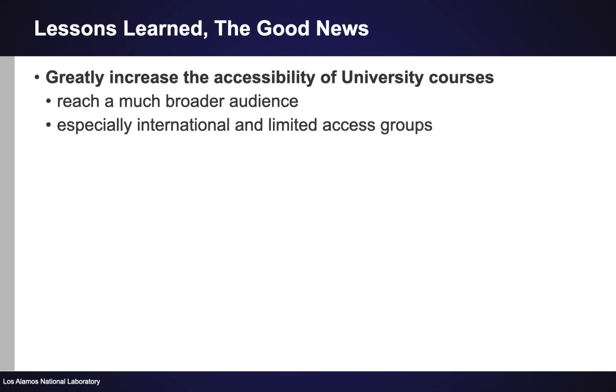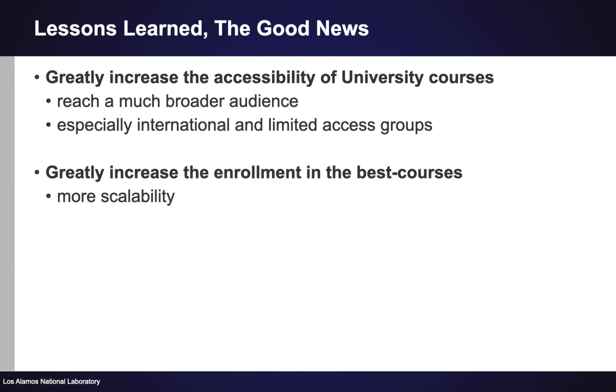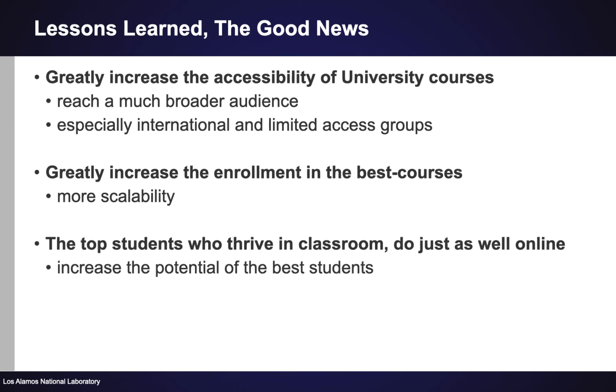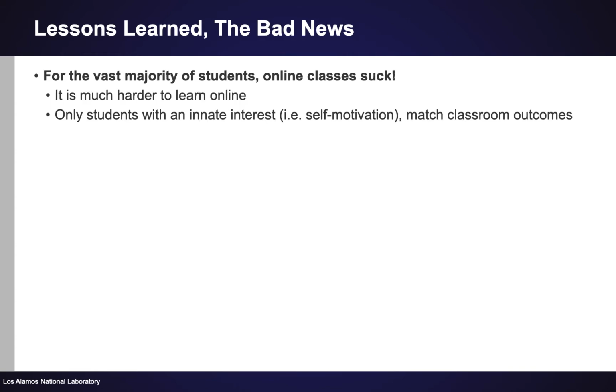So let's talk a bit about the lessons learned from these different online learning activities, MOOCs specifically. The good news is that this greatly increased the accessibility of university courses. They're able to reach a much broader audience, and especially in international and limited access groups. This had a very big impact. This greatly increased the enrollment in the best courses, so they're much more scalable than we had before. And we also observed that the top students who thrive in the classroom do just as well online. So this really increases the potential for the best students to succeed and get the information they need to learn a specific topic. Now let's talk a bit about the bad news.